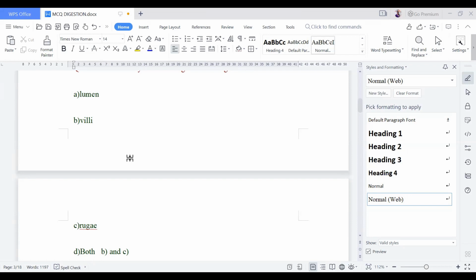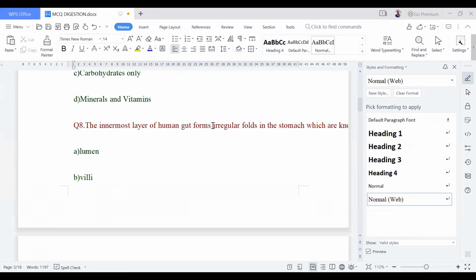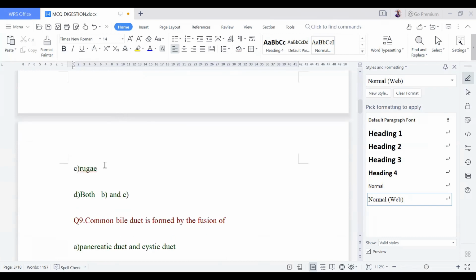Madhu option C. Janvi option B. Tasmiya option B. So that is why we should read the question properly. They ask irregular folds in the stomach. Usually whenever we come across irregular folds, we mainly focus on villi. But they asked irregular folds in stomach, and irregular folds in stomach are called rugae. Option C is the right answer.